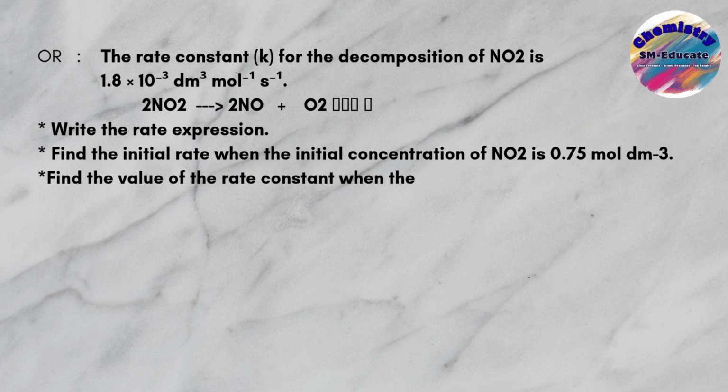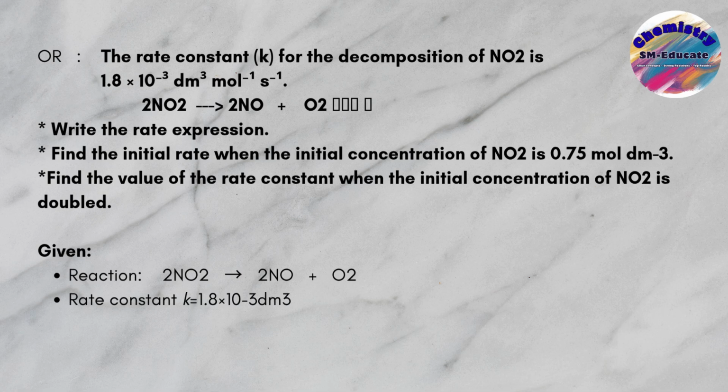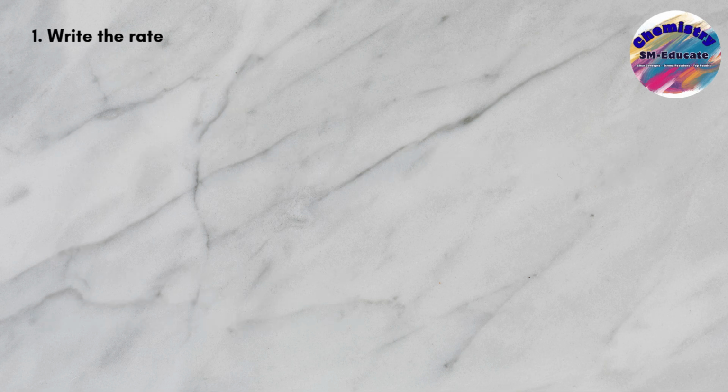Given reaction: 2NO2 yields 2NO plus O2, rate constant k equals 1.8 times 10 to the minus 3 cubic decimeters per mole per second. Initial concentration of NO2 equals 0.75 moles per cubic decimeter. 1. Write the rate expression.